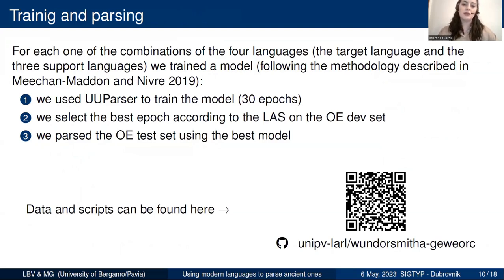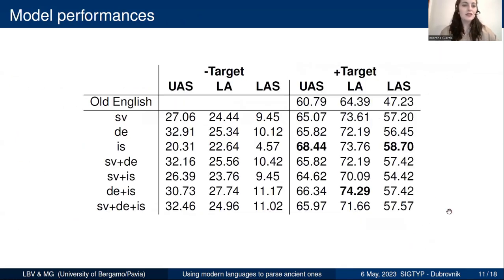We selected the best epoch according to the LAS on the Old English dev set, and we parsed the Old English test set using the best model. You can find all our data and scripts in our GitHub repository here with the QR code. As you can see from this table, and according to our expectations, Icelandic and German gave the best results.